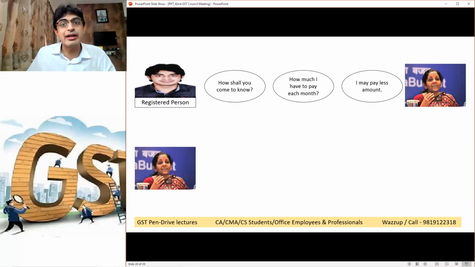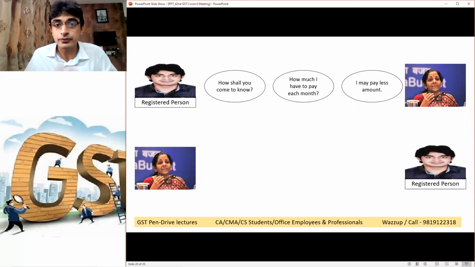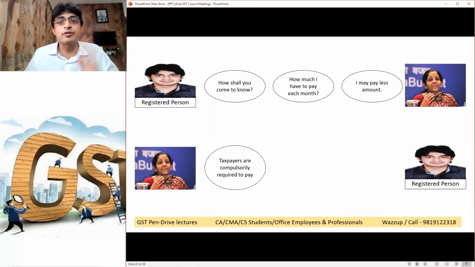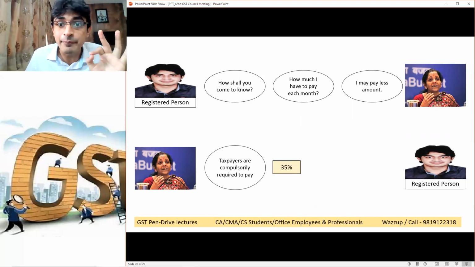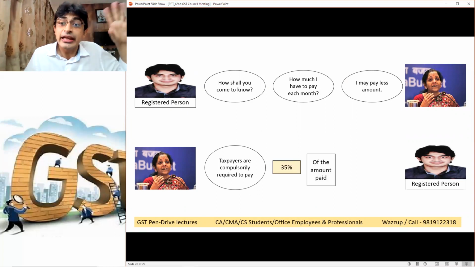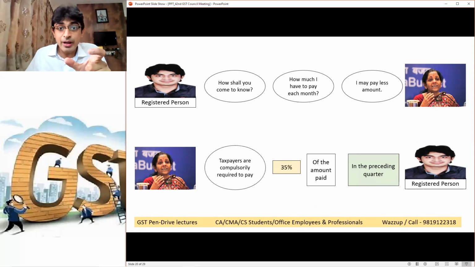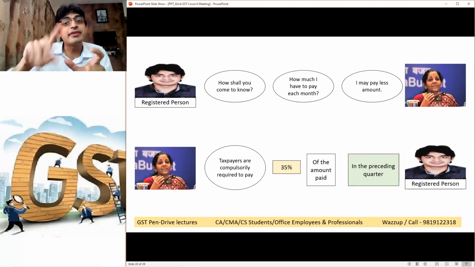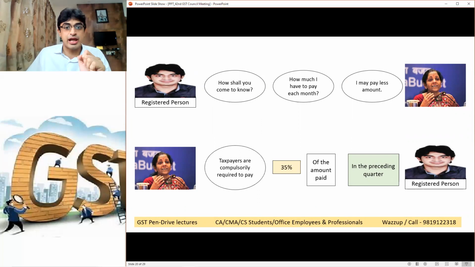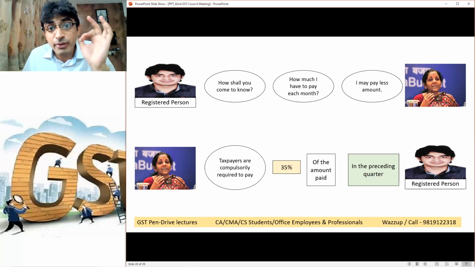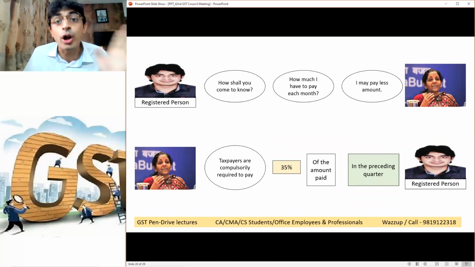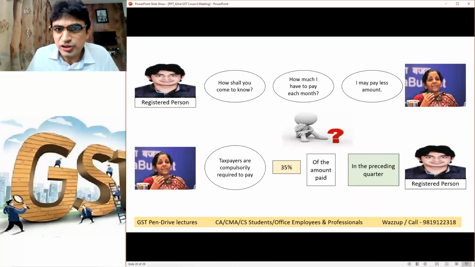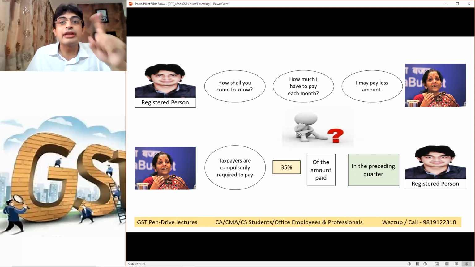So listen to what government has said. This is a little bit confusing. Government has said taxpayers are compulsorily required to pay 35% of the GST paid in the preceding quarter. That much amount they have to compulsorily pay. It will be an auto-generated challan. You have to minimum pay 35% of the amount paid in the preceding quarter. That is a must. Still you didn't get it? Understand, I will give you one case study.